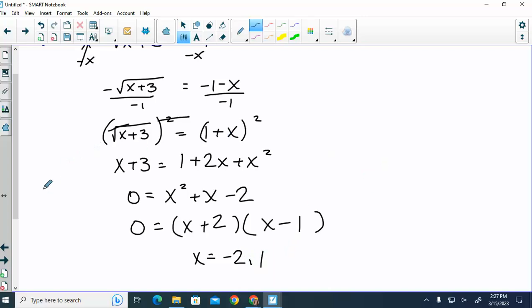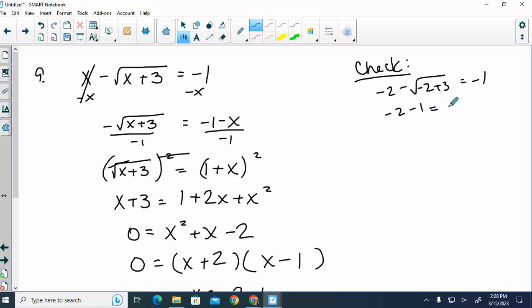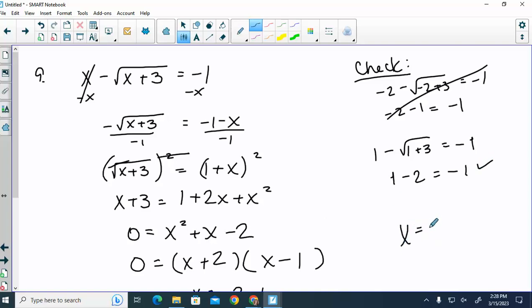I've told you on these radicals, when you start squaring, sometimes you get answers that don't work. If we put in -2, you get -2 minus 1, which is not -1. So the -2 doesn't work. If you put in the 1, you get 1 minus 2, which is -1, so it does. So the only answer is x equals 1.